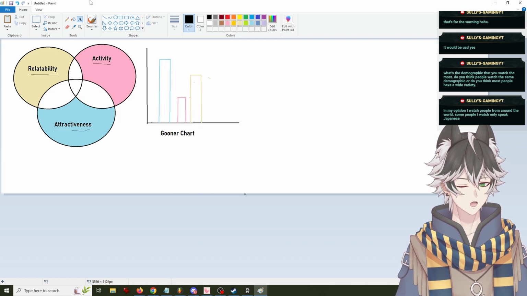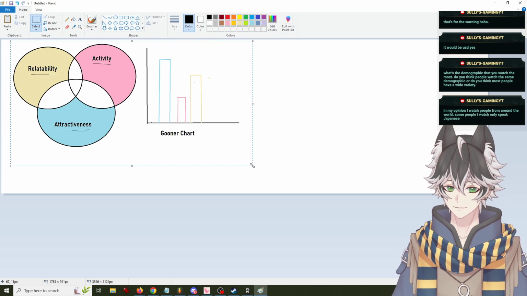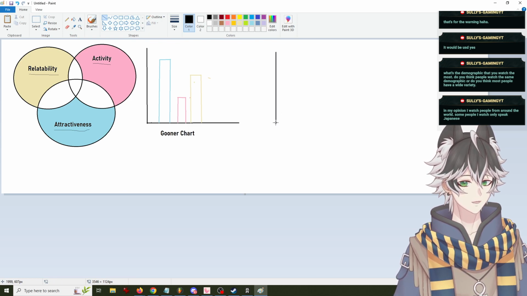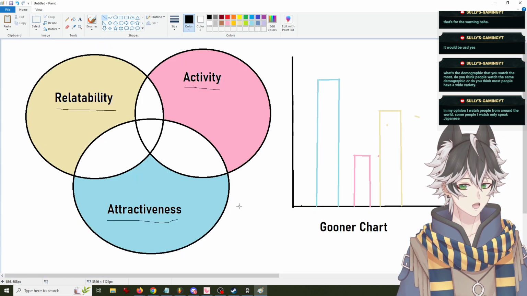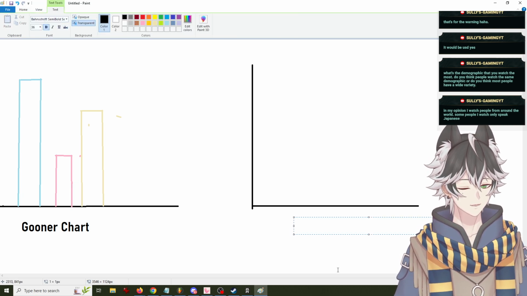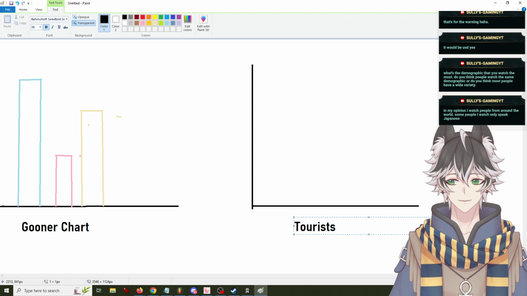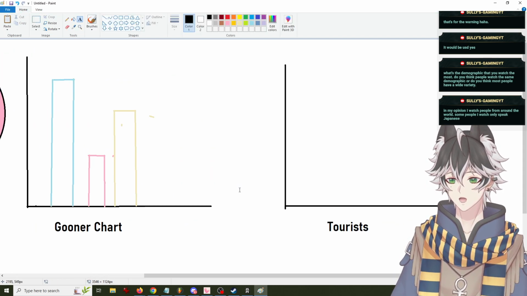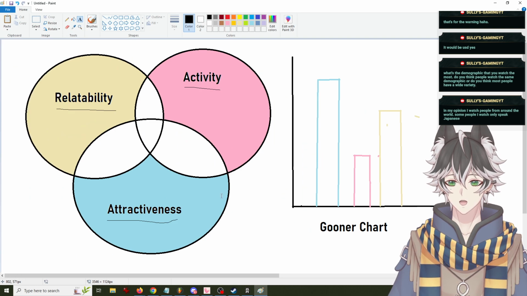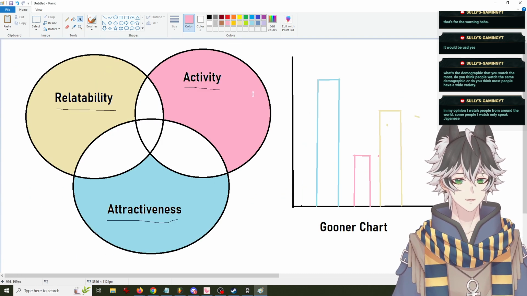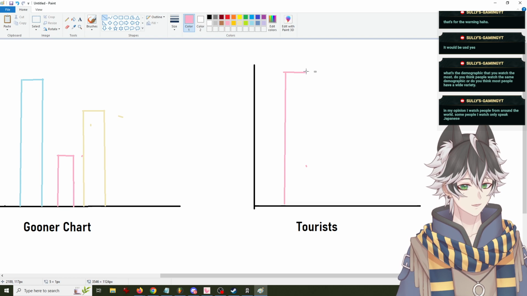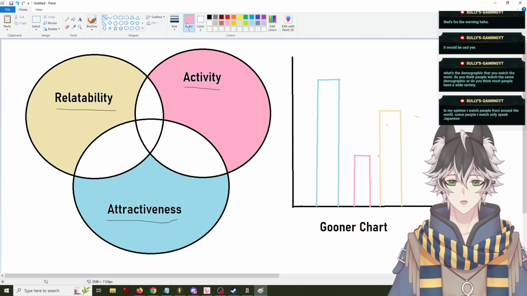But for people who aren't horny gooners, I just need another XY axis. For the tourists. So tourists are people who come in and they just want to check out various streamers, and they're like, oh, I wonder who's on. I wonder who's interesting right now. They look mostly for the activity.